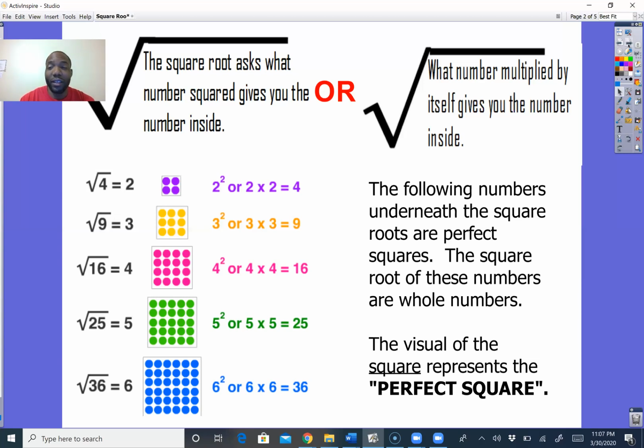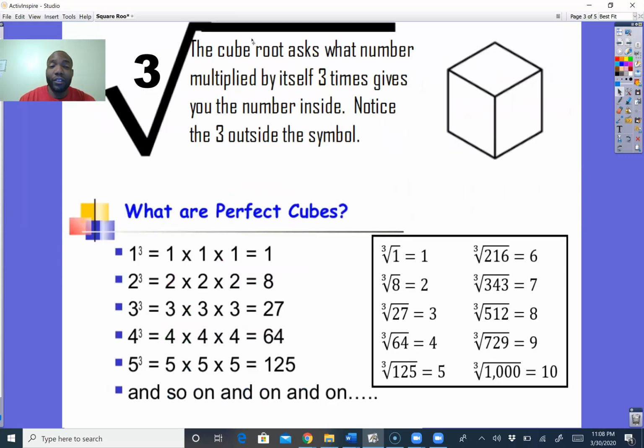What number squared gives you the number inside of the radical, or the square root symbol, or what number multiplied by itself. The cube root asks what number multiplied by itself 3 times gives you the number inside. Notice the 3 outside the symbol, okay? The symbol is called the radical. I wasn't going to tell y'all that word first, but now I need to upgrade the fact that I'm telling y'all this word. This is the radical. It's not a square root anymore.